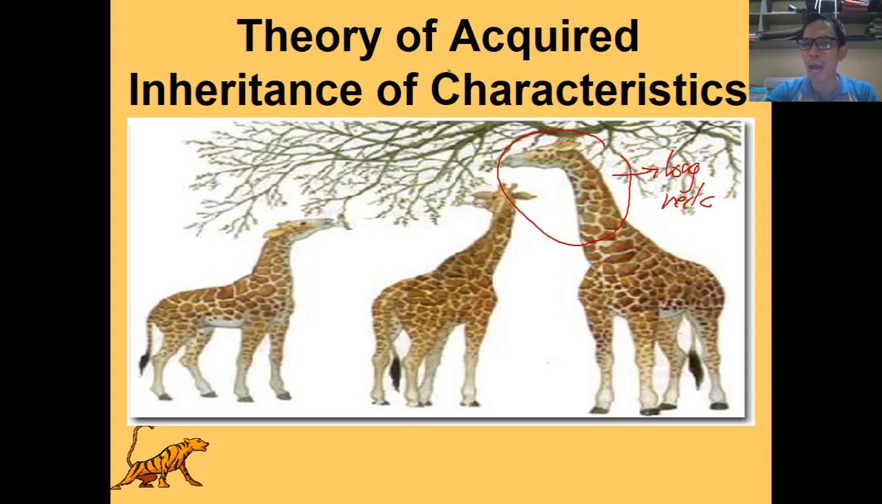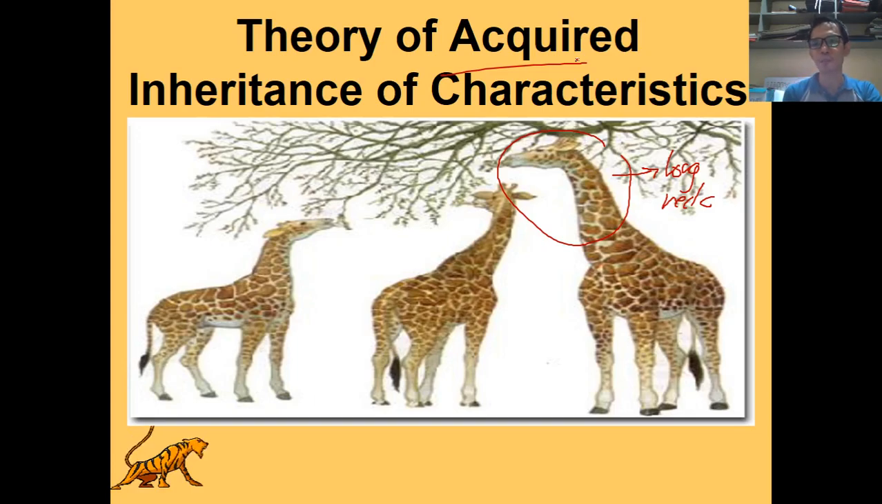So from the word itself, acquired. Upon acquiring a particular advantage, or any body part that is already an advantage, it will now be transferred to the offspring. It means that the offspring will not have any problem reaching the leaves on the treetops, because it already has a long neck.